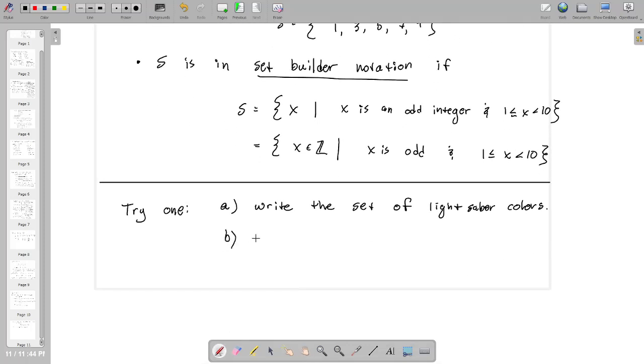B, write the set of all real numbers between 0 and 100. Now, this one is not possible to write as a list because we have an infinite number of numbers here. I realize that 0 and 100 are finite, but there are infinitely many numbers between 0 and 100. Not talking about integers, I'm talking about real numbers. So part B actually needs to be written in set builder notation. Just build the set and then use that as your answer.